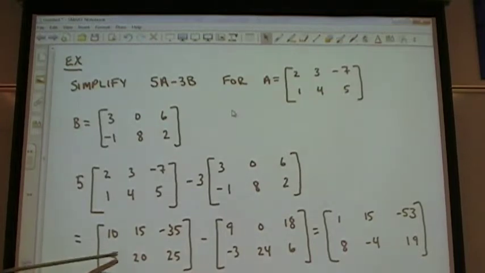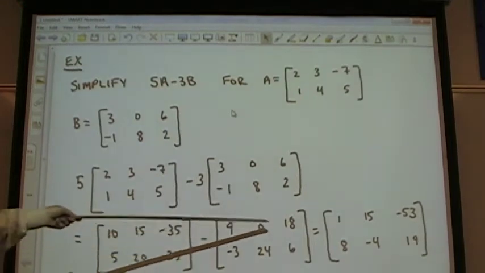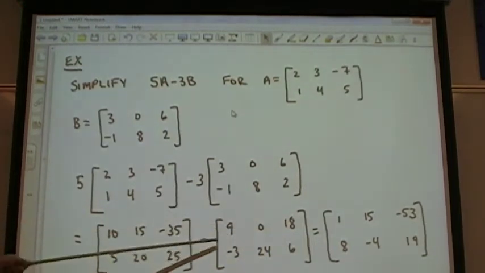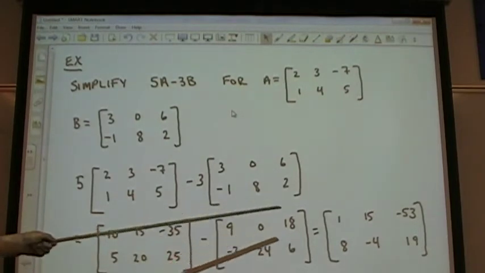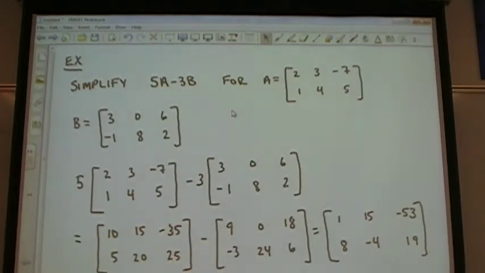And then you just do what you did in last night's lesson and subtract them. 10 minus 9 is 1. 15 minus 0, 15. Negative 35 minus 18 is negative 53. 5 minus 8, negative 3. 20 minus 24, negative 4. And 25 minus 6 is 19.